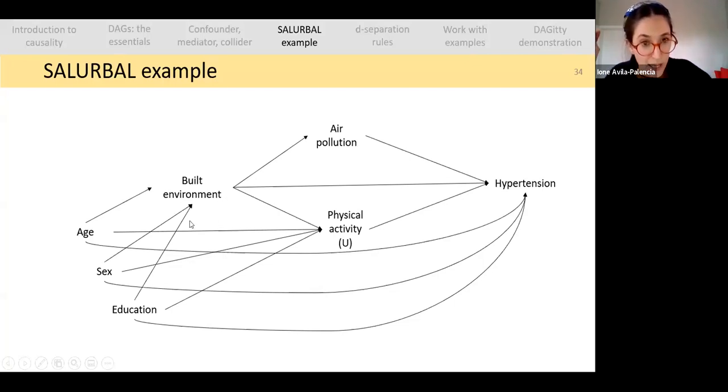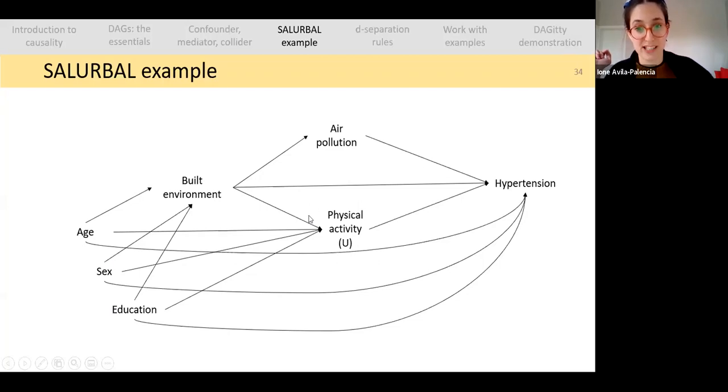Then going below and to the left, we have age, sex, and education. The three of them have an arrow that goes to built environment, another arrow that goes to physical activity, and another arrow that goes to hypertension. So these three variables are common causes of built environment and hypertension. So these three variables would be confounders. And then going to the right here, physical activity has arrows coming from age, sex, and education, and then an arrow that comes from built environment, and then an arrow that goes from physical activity to hypertension.